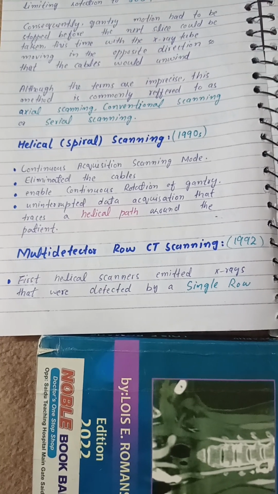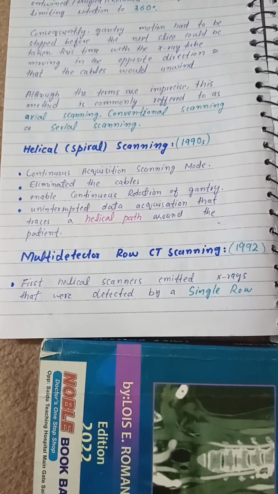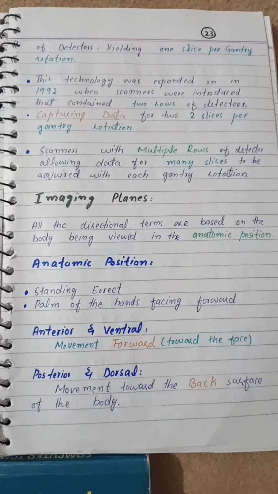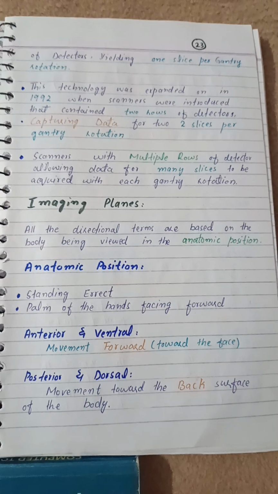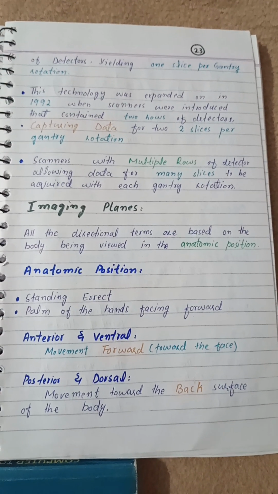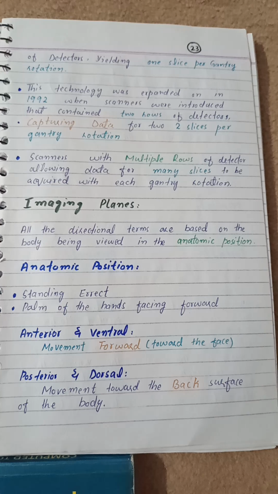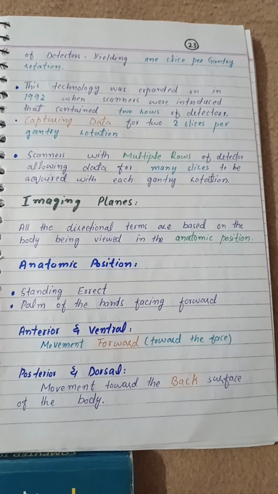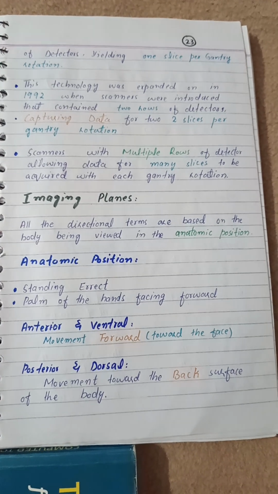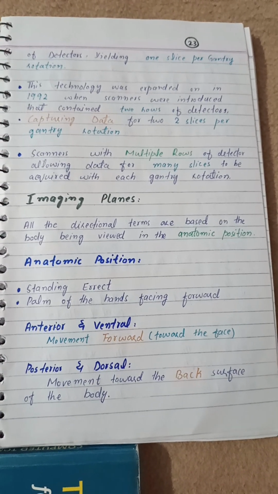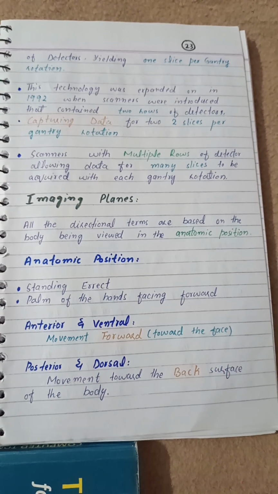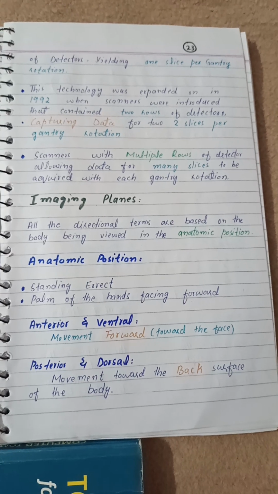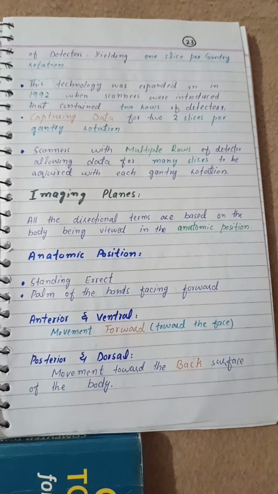Multi-detector row CT scanning, 1992. The first helical scanners emitted X-rays that were detected by a single row of detectors, yielding one slice per gantry rotation. This technology was expanded on in 1992 when scanners were introduced that contained two rows of detectors, capturing data for two slices per gantry rotation. Scanners with multiple rows of detectors allow data for many slices to be acquired with each gantry rotation.